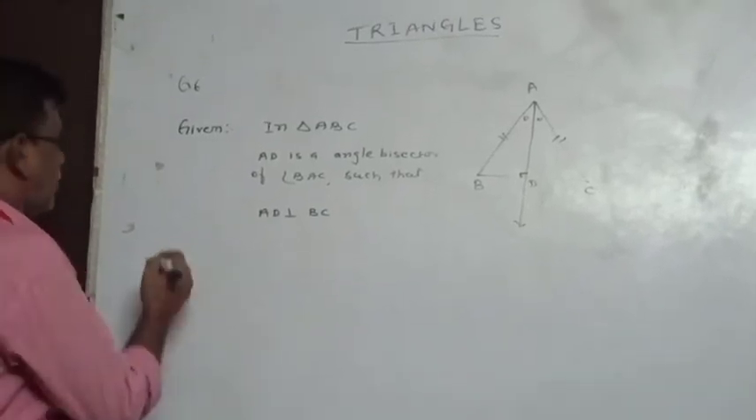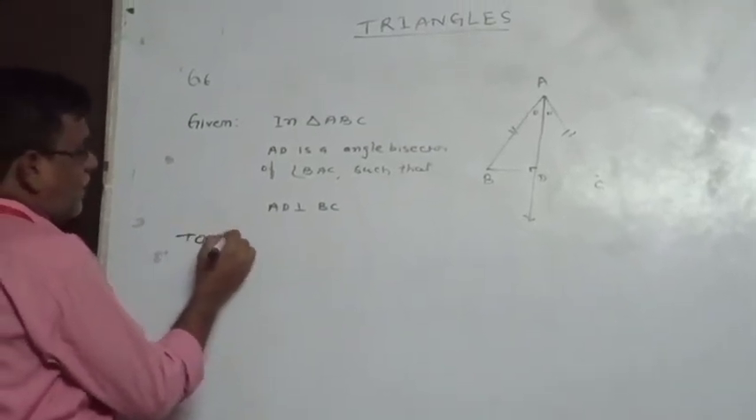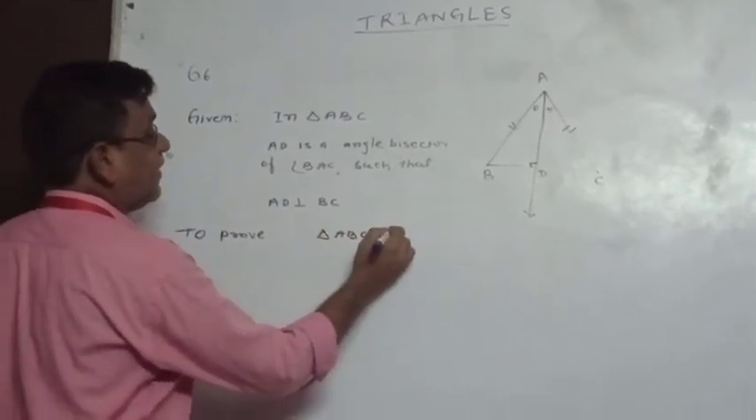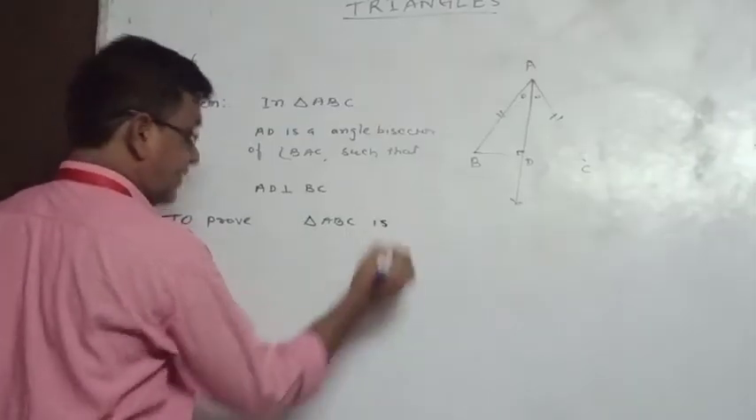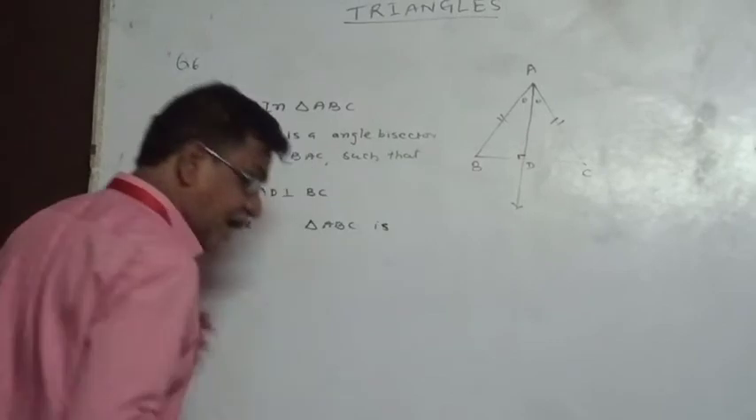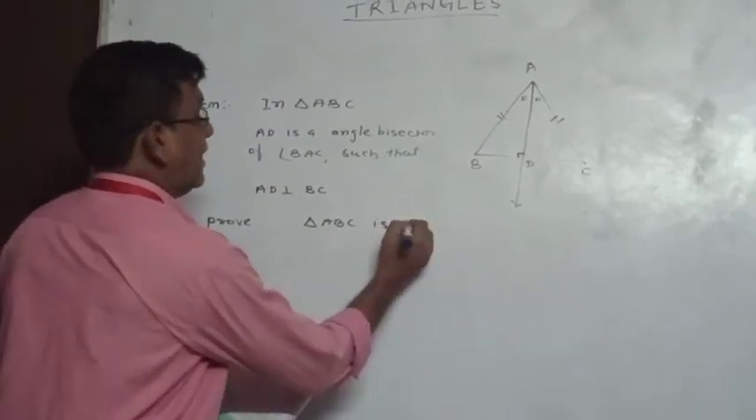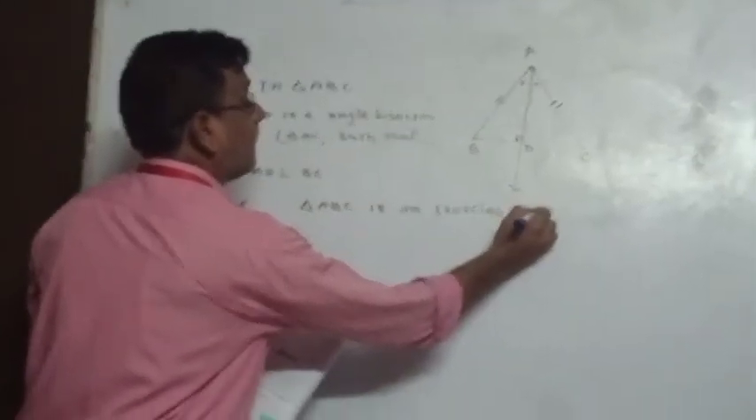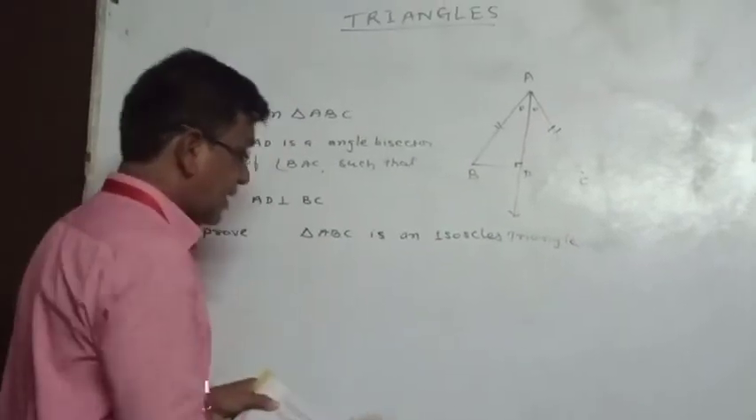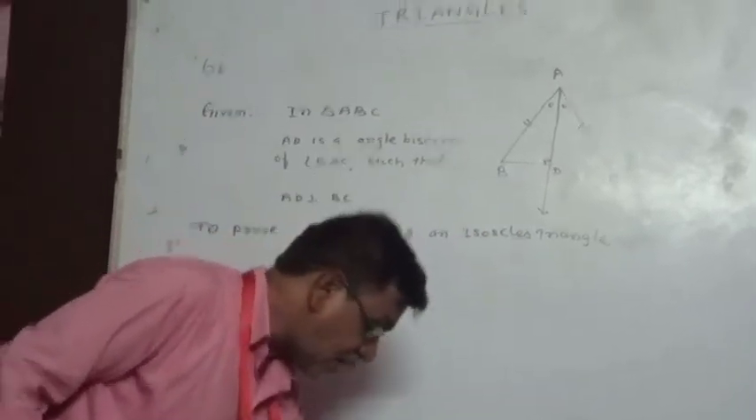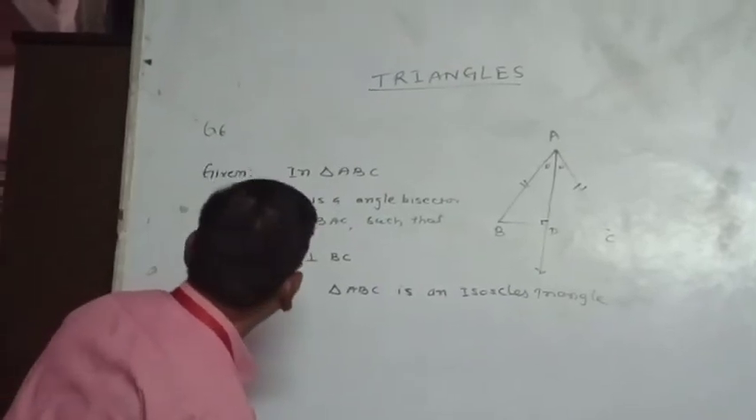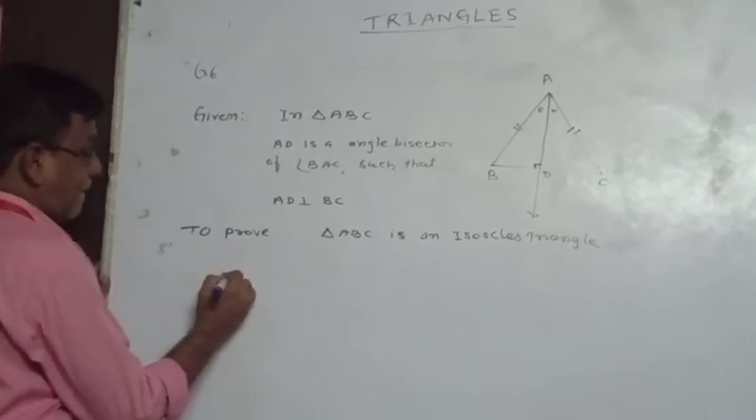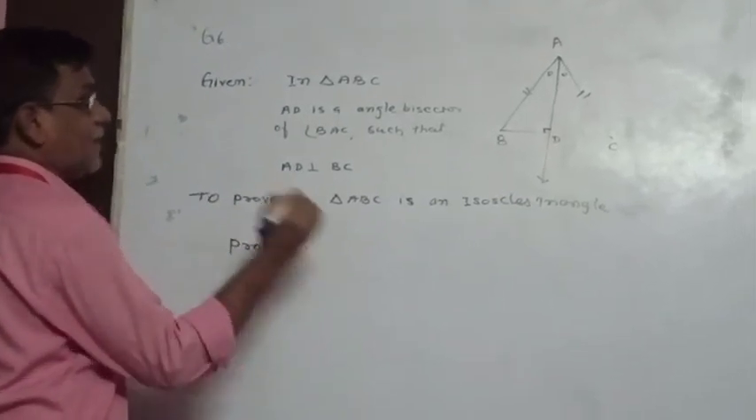Okay. Now how to prove? See here. What to prove? To prove triangle ABC is an isosceles triangle. Okay, isosceles triangle. You have to prove this isosceles triangle. Now how to prove this? See here now. So proof.